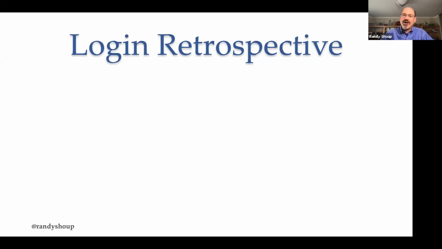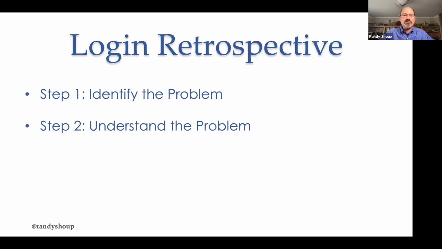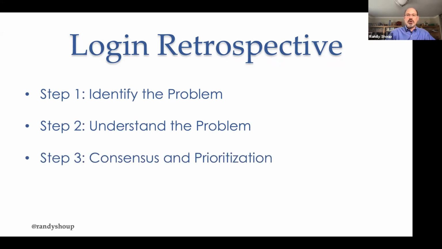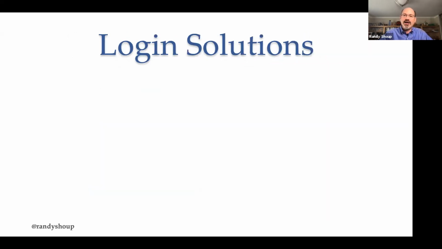So we did a login retrospective, which I led with a bunch of the leads. Again, we tried to brainstorm and identify the problem altogether, enumerate all the ideas that we had known or suspected, bucket them into themes, and assign those individual themes to individual engineers to take forward and understand better. Then we got together again as a cross-functional team and did some consensus and prioritization around what we should do. We started implementing those things and following up. I'll tell you a little bit about some of those solutions.